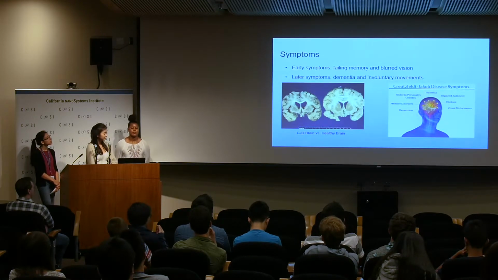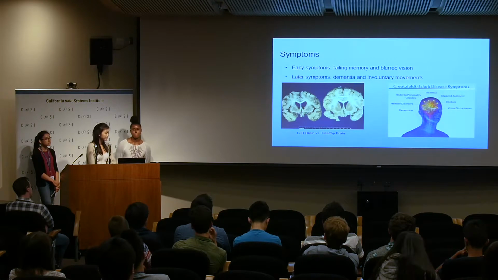In the early stages of CJD, symptoms include failing memory, blurred vision, behavioral changes, and lack of coordination. As these symptoms are similar to other more common brain disorders such as Alzheimer's, some patients with CJD can be wrongly diagnosed. But the later stages of CJD have more extreme symptoms such as dementia, involuntary movements, blindness, and weaknesses of extremities.